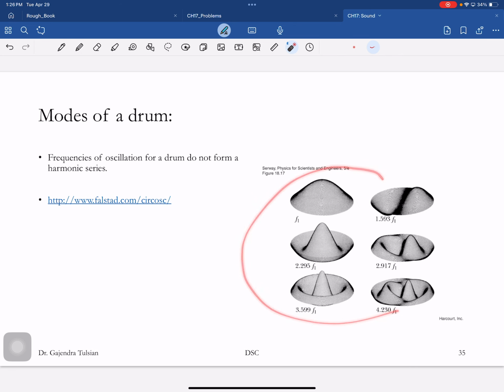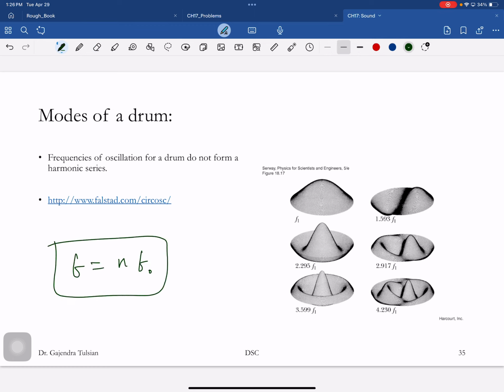Here's a drum head. See that in the strings and the pipes, the frequencies formed a harmonic series. They were integer multiples. The higher frequencies were integer multiples of the lowest frequency. But for a drum head, you see this is the lowest frequency. They're not integer multiples anymore. They don't form a harmonic series. This is the lowest mode of vibration. This is the next higher mode of vibration, and so on.